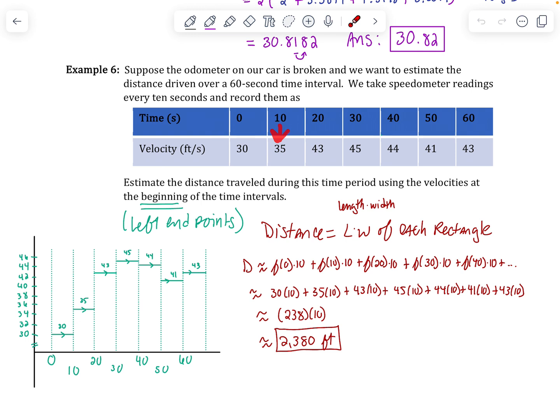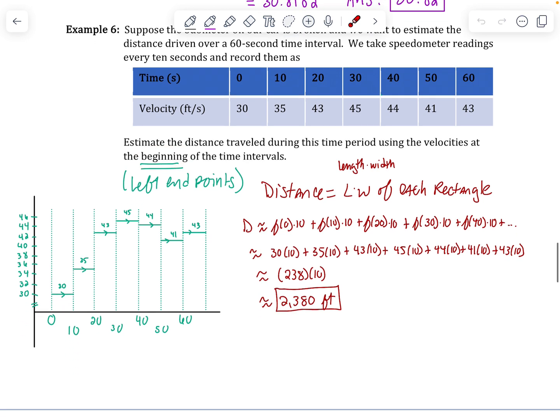We first look down and the car says we're going 30 miles per hour. 10 seconds later, 35 miles per hour. 20 seconds later, 43 miles per hour, or whatever the range; actually it says feet per second, so it's not miles per hour, it's feet per second. We want to estimate the distance traveled. Our odometer is broken and won't tell us that, but we can estimate it for this time period using the velocities at the beginning of each time interval. That's going to be important.